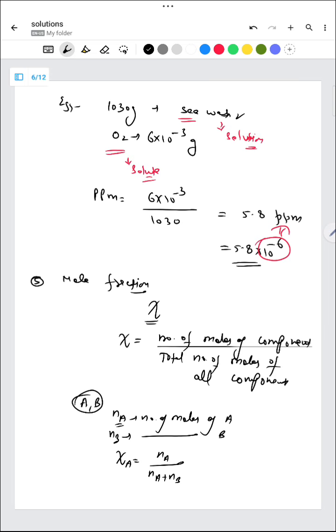If we have 3, 4 or more components, then the denominator will consist of number of moles of all the components. Now similarly we can find out the mole fraction for component B, and the sum of mole fraction of both the components will be equal to 1, and if we have other components, then the sum of mole fractions of all the components will be equal to 1.